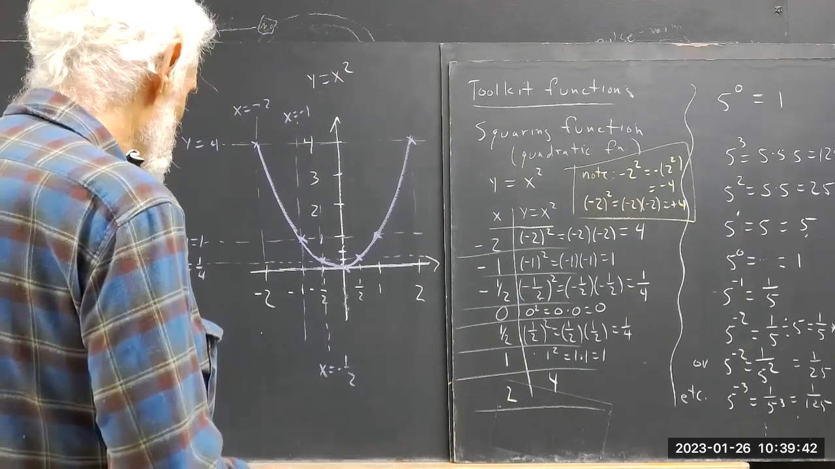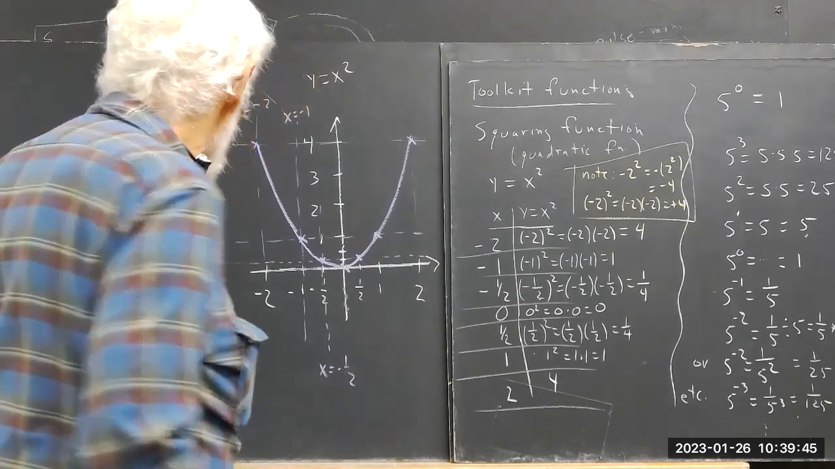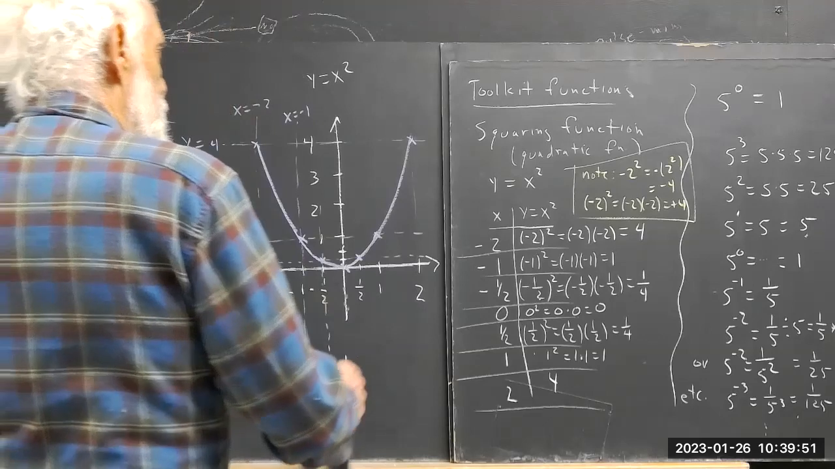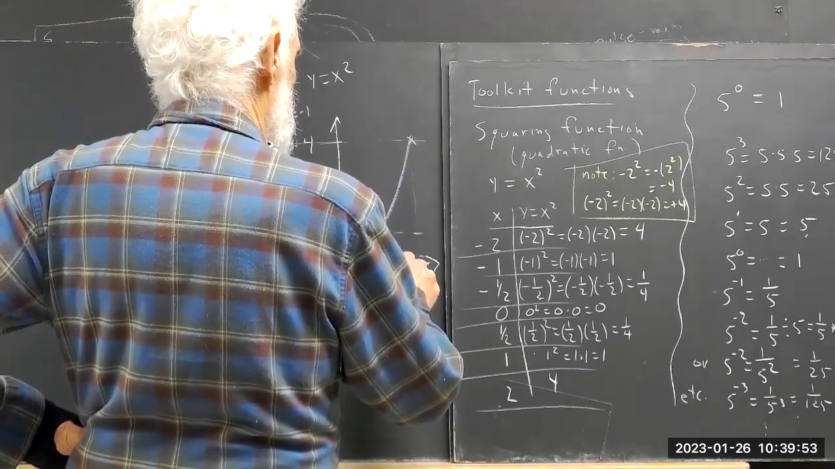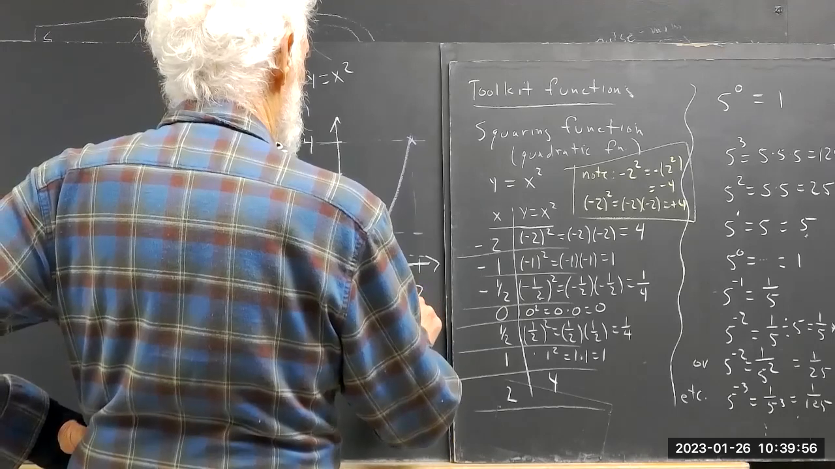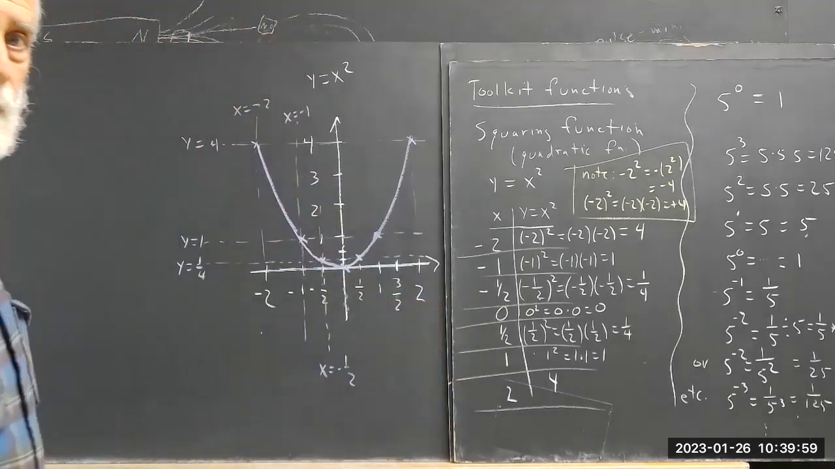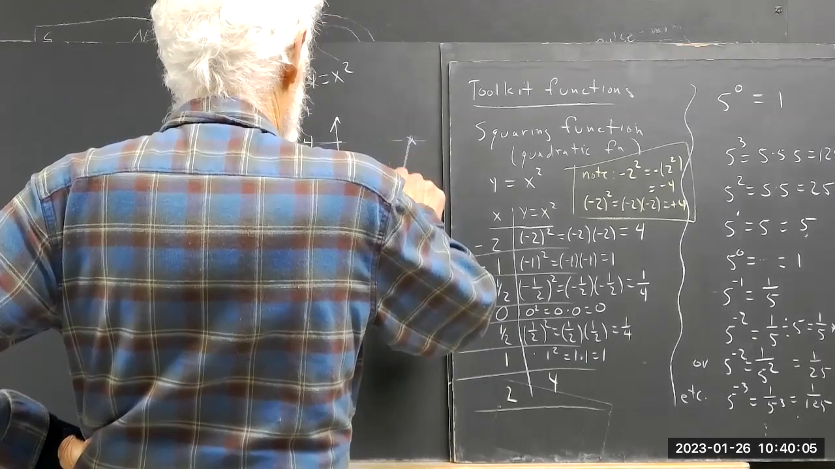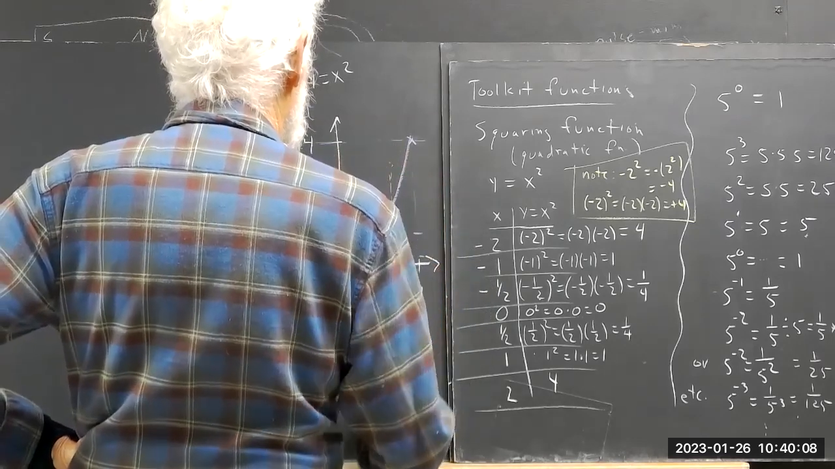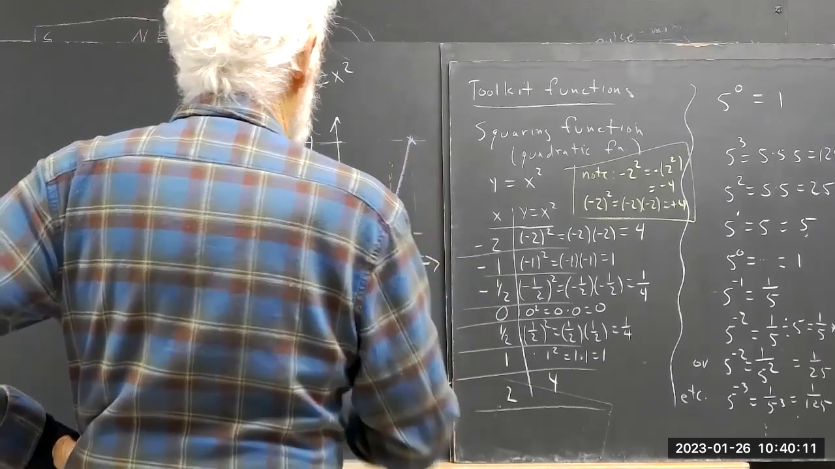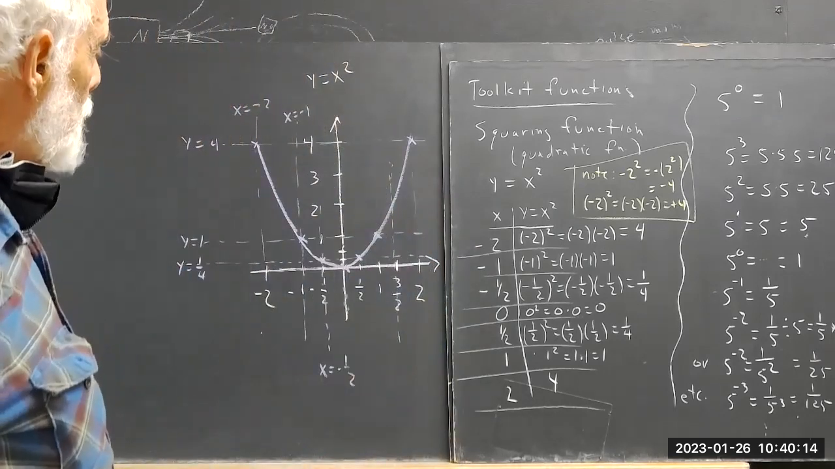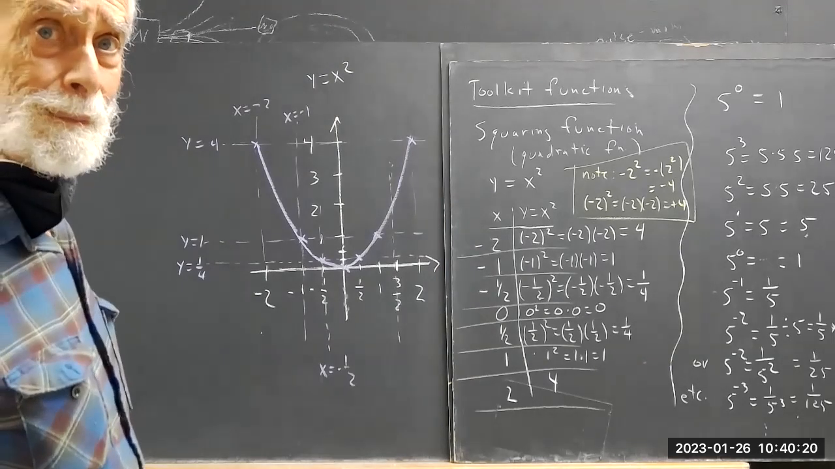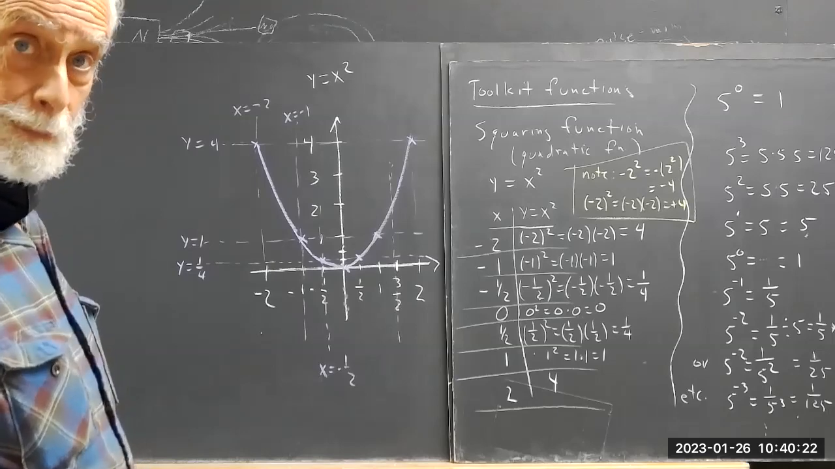Now, what can we do with this graph? Well, here's 3 halves. Take your sketch. Draw your vertical line for x equals 3 halves. You come over here and see where it hits the y-axis. Don't take mine because mine isn't all that accurate. Yours won't be either, but make your own estimate.